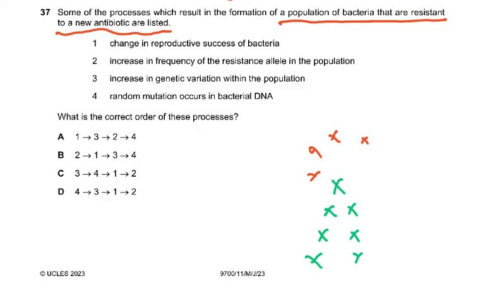The random mutation is the first one. The random mutation has to occur for the resistant bacteria to suddenly increase in numbers. So that is why the answer to question number 37 is D. So they have to mutate. The mutation has to occur first, and then of course their numbers increase, because it all divides by binary fission. Once one bacterium has mutated, all the offspring from that bacterium will all be mutated. So the mutation is the first thing. So 4 would be the first thing to happen, random mutation. Then increase in genetic variation, then increase in reproductive success, and then increase in frequency of the resistant allele in the population.